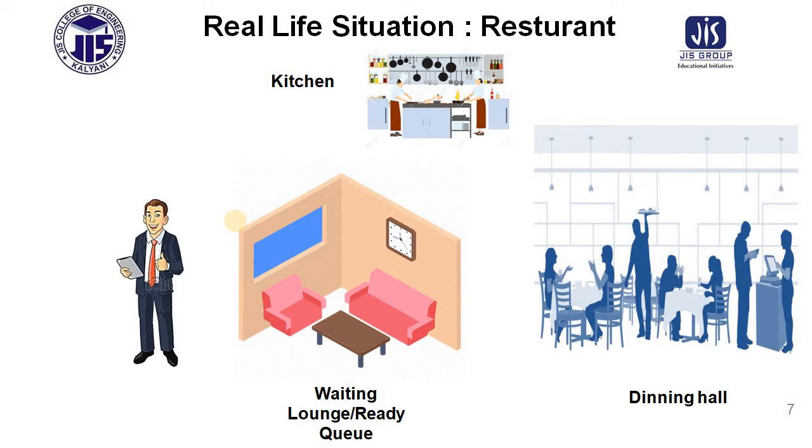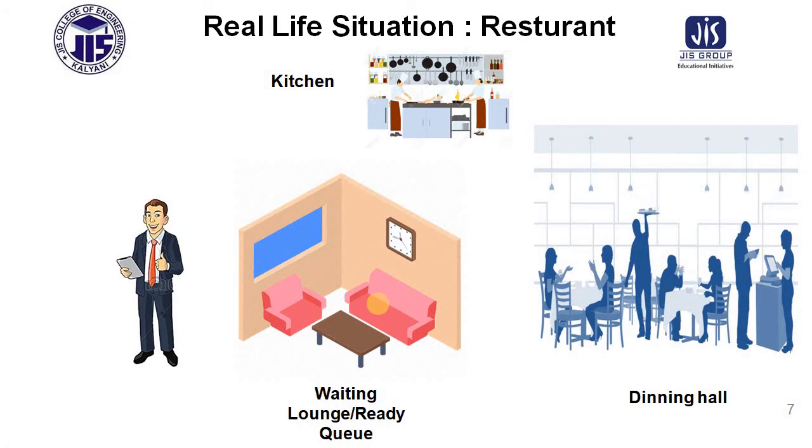or stay in a queue. So assume this waiting room is here, where some sofa is there. This is the waiting room. This is the dining hall. This is the kitchen. So whenever you enter this room, you will have to stay here. So this is the ready queue.